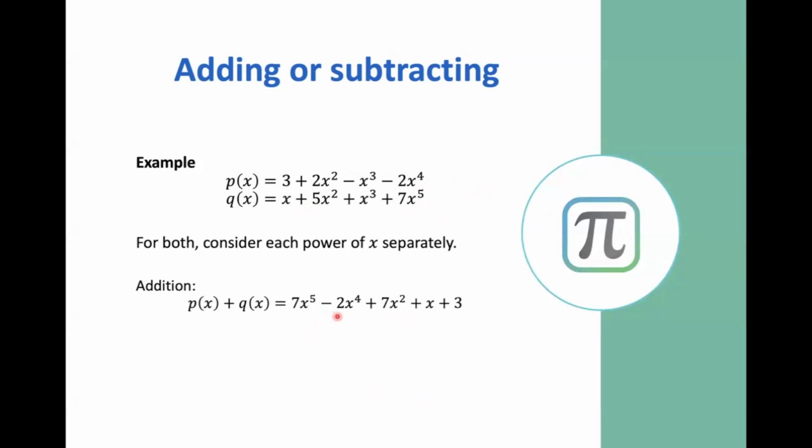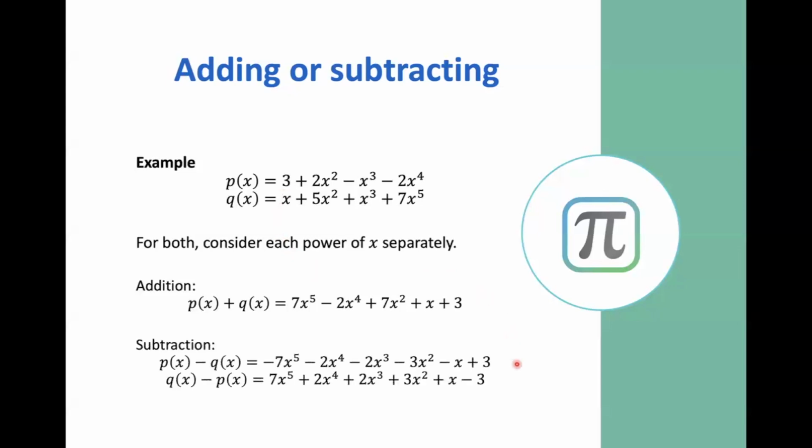We then look at x to the power of 3, and we have a plus x to the power of 3 in q, but we have negative x to the 3 in p. If we add those together, they cancel each other out. So we don't actually have any powers of x to the 3 in our final result. And then we have to add together x to the power of 2, or x squared. We add the 2 terms, so 2x squared plus 5x squared gives us 7x squared, plus there's only 1x to the power of 1 plus 3.